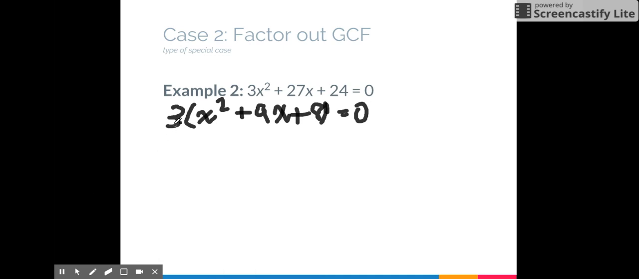And I'm going to do a quick mental distribution to make sure I did that correctly. So I get 3 times x squared is 3x squared. That's correct. 3 times 9x is 27x. 3 times 8 is 24. So I know I did that correctly.